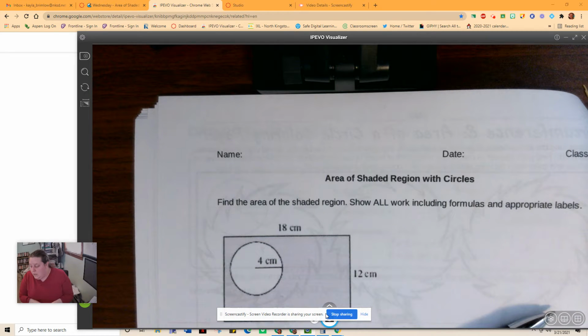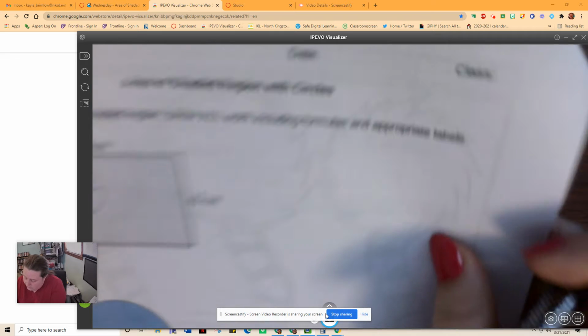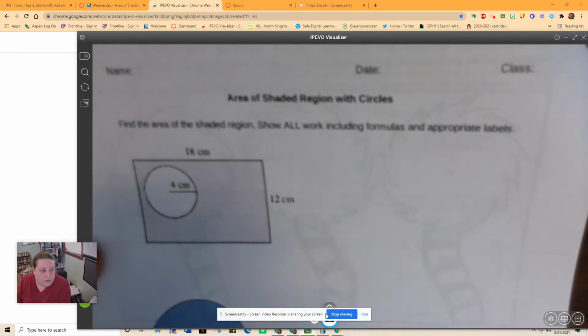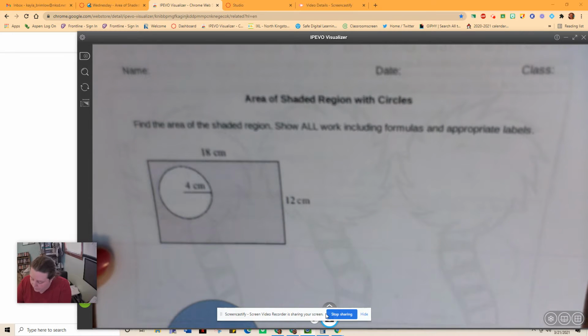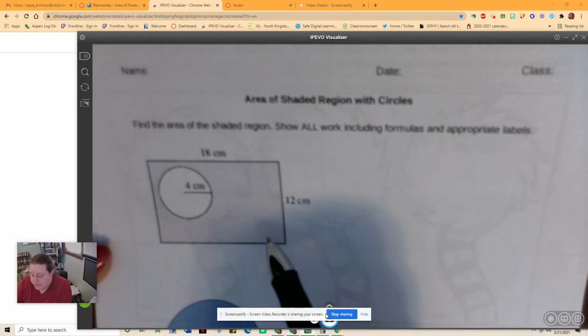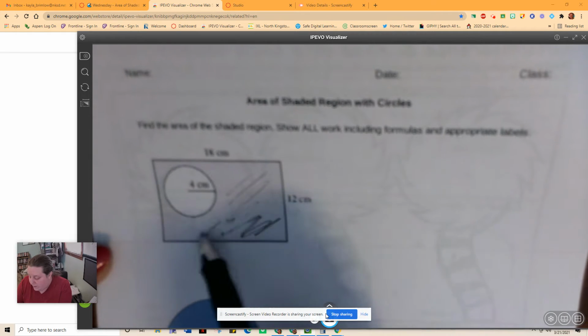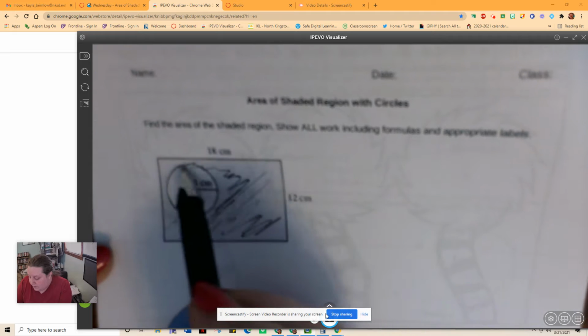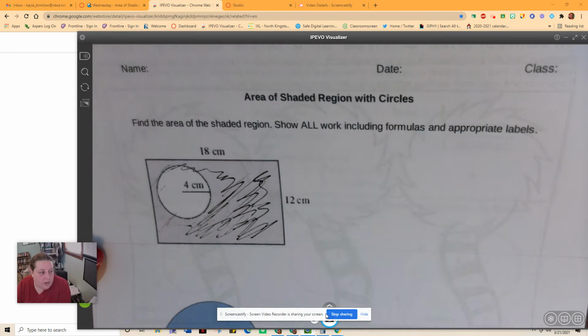So in these problems, our goal is to find the area of whatever part is shaded, but there's going to be some sort of interruption by another figure, okay? Find the area of the shaded region, show all work, including formulas and appropriate labels. It's a little hard to see here because it's so light, but our goal is to find this area right here, inside this rectangle, but around this circle that's in the middle of it, or off to the side of it, okay?